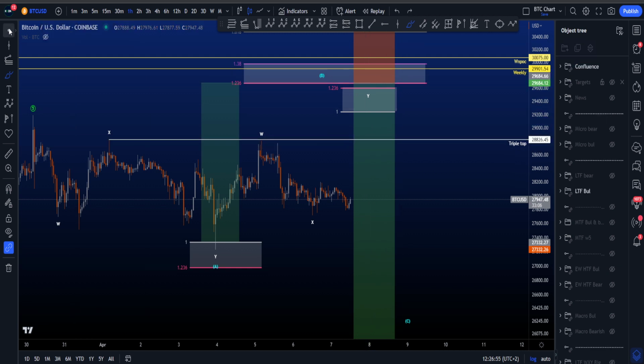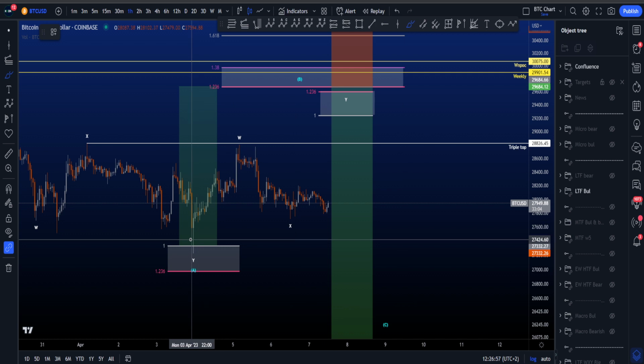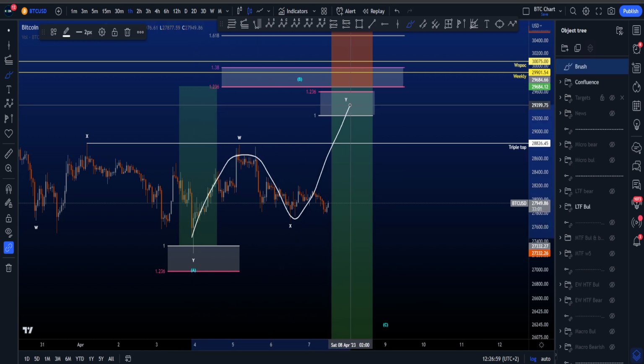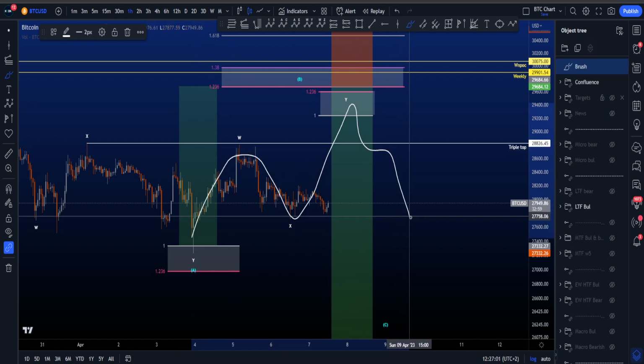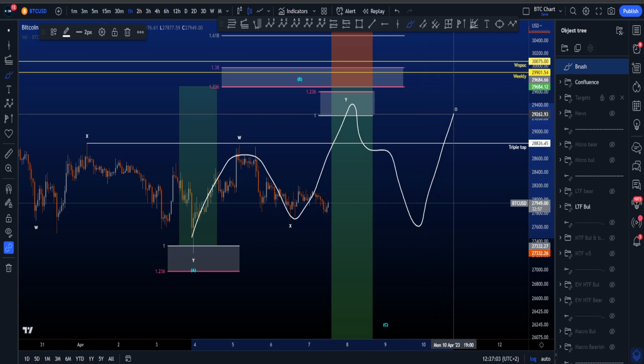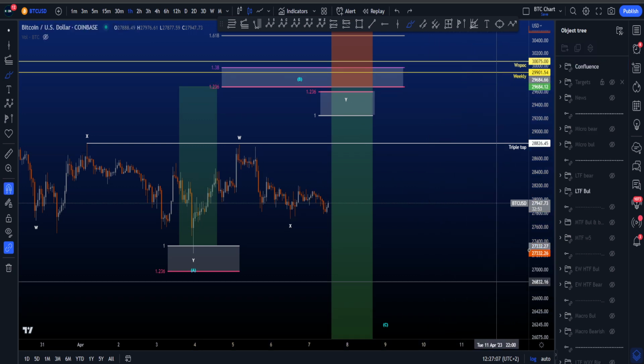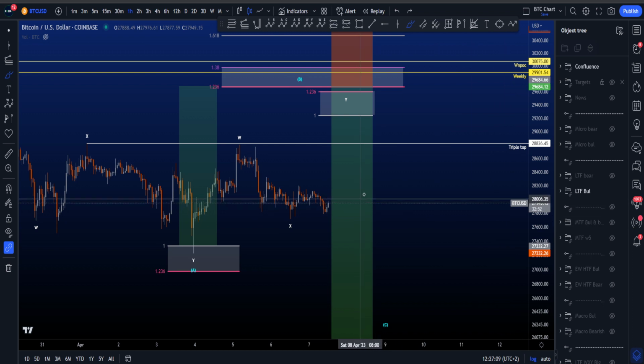What is also, of course, still a possibility is that the structure that we are working on at the moment is only the first structure before we get a second structure, and then eventually the move to the upside towards 30k and then move down in wave C. So that is something to take into account as well.